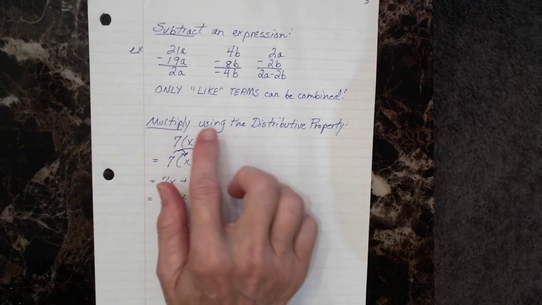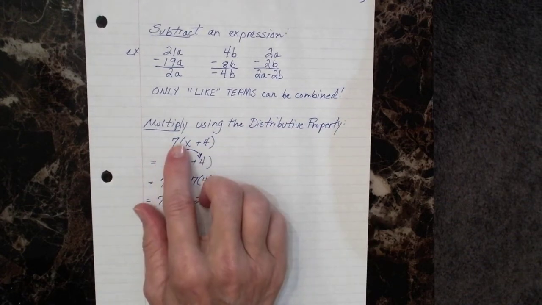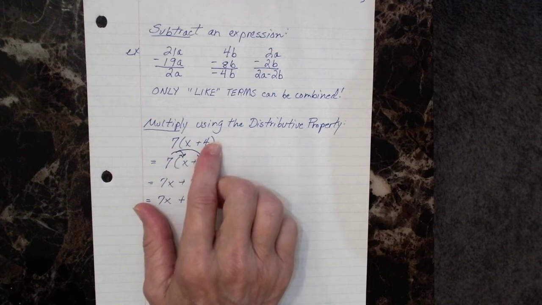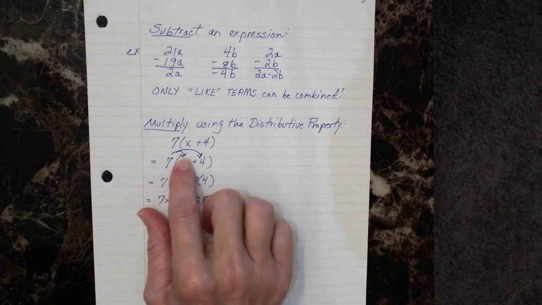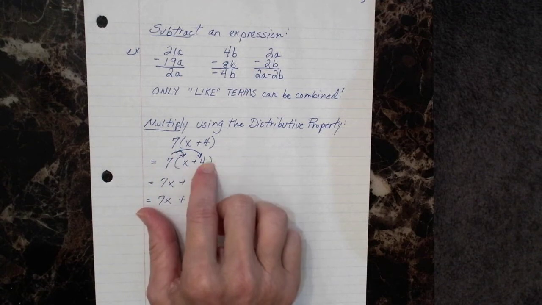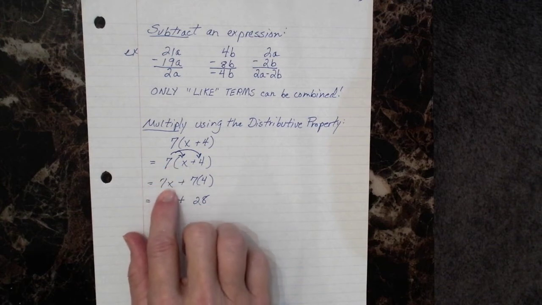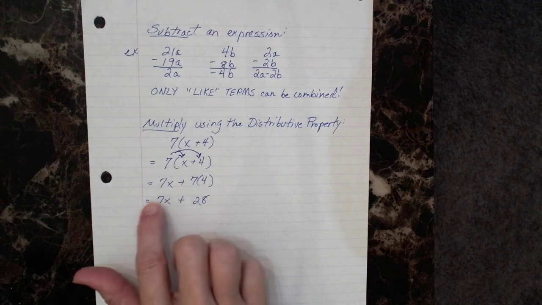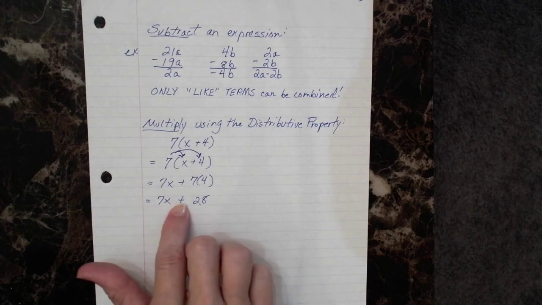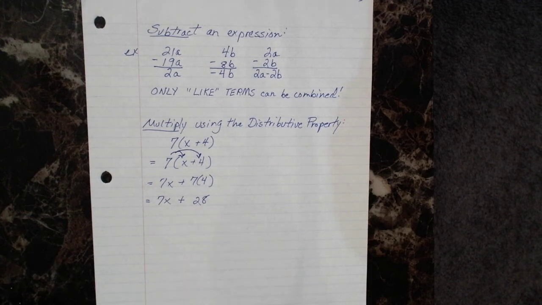Next, we're going to multiply using the distributive property. 7 times the quantity x plus 4. The distributive property allows you to distribute the 7 to each term. So we rewrite it 7 times x plus 7 times 4. So 7x plus 28. And that concludes this tutorial.